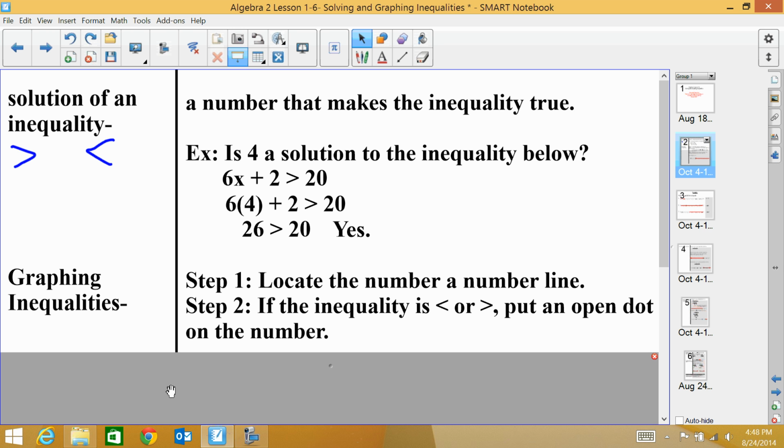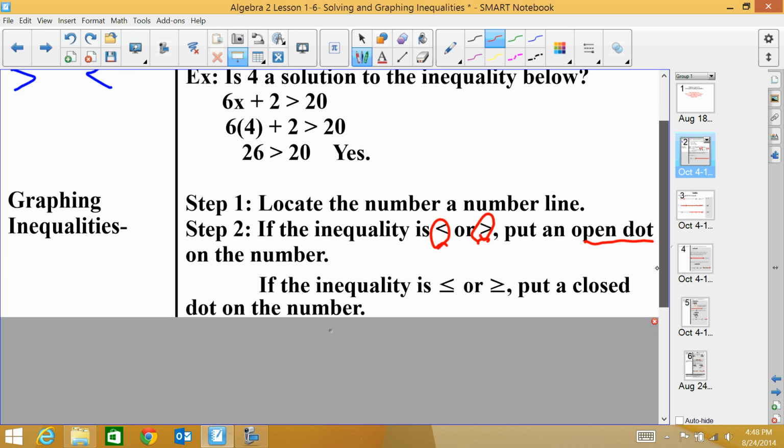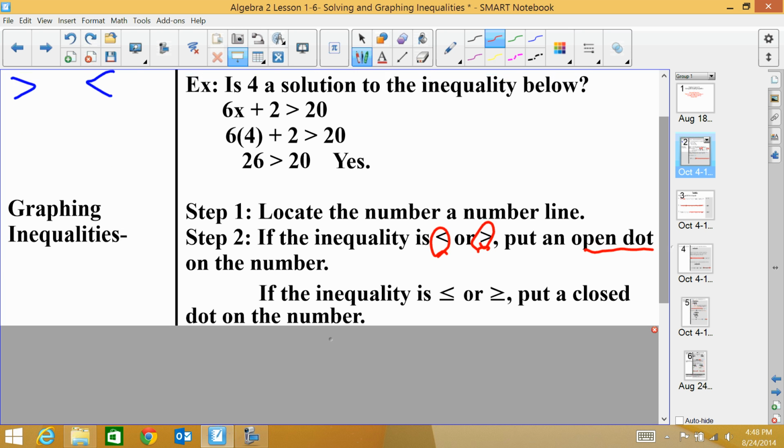Now, if the inequality is less than or greater than, where it does not have the little bar underneath it, then that would be an open dot. So if it looks like this or this, you're going to put an open dot. Now, if it is greater than or equal to or less than or equal to, with the bar underneath, then you're going to have a closed dot on the number because that means that it includes that number as a solution. The open dot means that it cannot include that number.